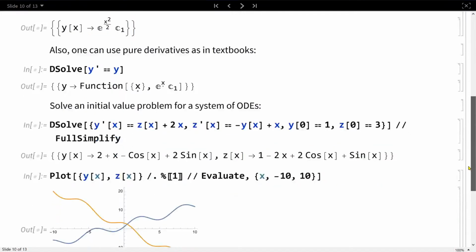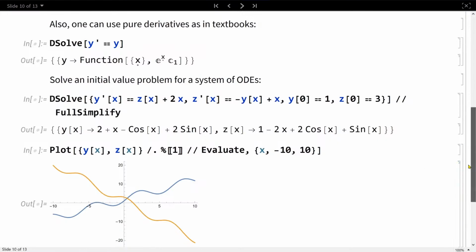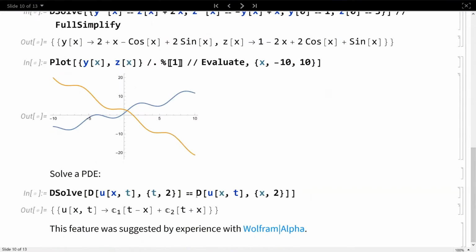You can solve an initial value problem like over here with only 1 argument, and you get back a solution. You can plot it. So the workflow is just what it was. It's just become a lot more convenient. Or you can even solve a partial differential equation, in this case, the wave equation, without any difficulty. So you might ask, where did the idea come from? Well, it came from our experience with Wolfram Alpha, where that's the way people input things. It's almost free form, and we have done our best to put that in DSolve. It's kind of experimental, but I think it should work really well in many cases.